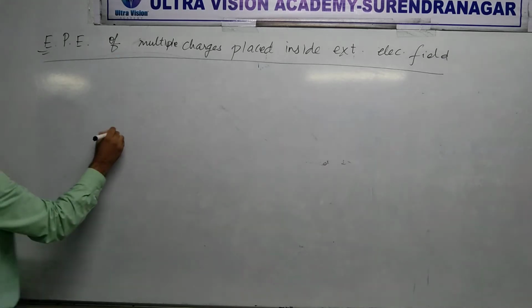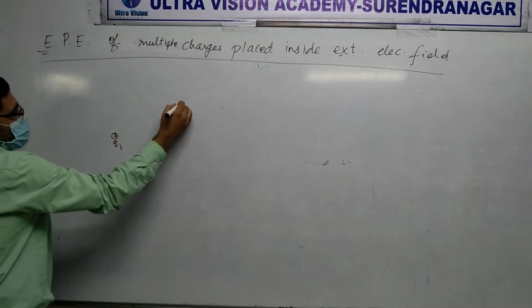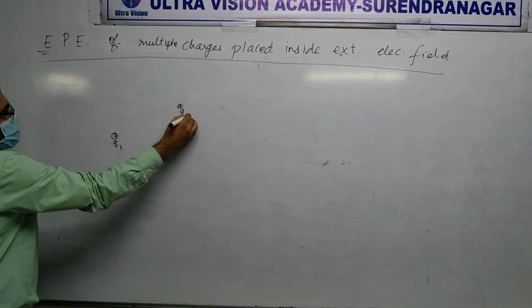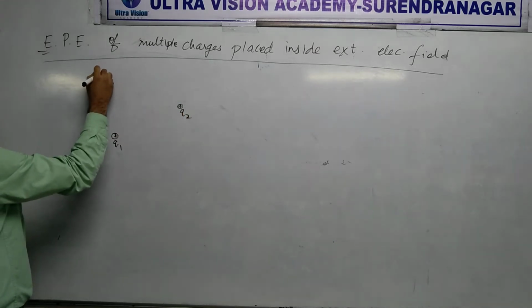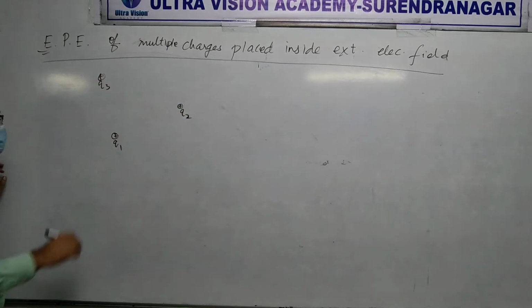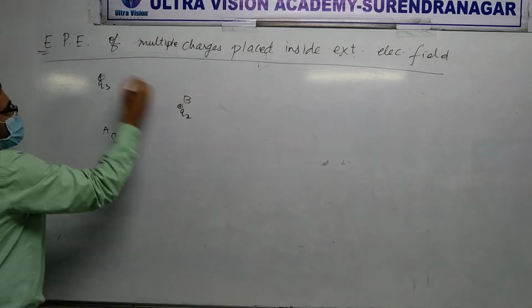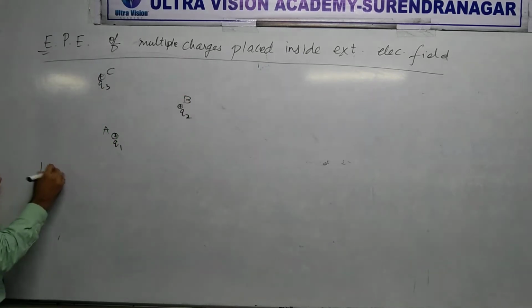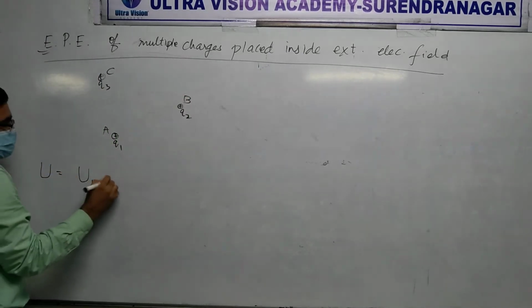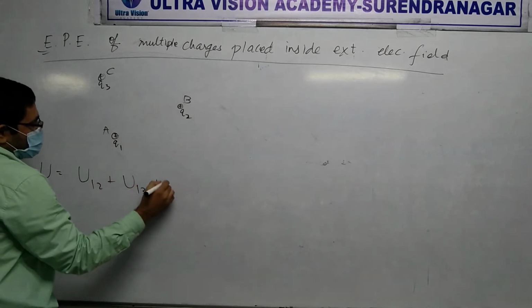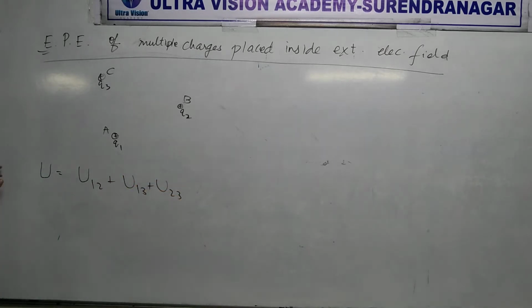So let's say that earlier we have studied that suppose you've got some charges here, let's say Q1 and Q2, or maybe Q0, right? Any number of charges, doesn't matter. Suppose this point is A, this point is B, and this point is C. Then we have learned that if there are only 3 charges, then the potential energy can be easily given as U12 plus U13 plus U23. Okay or not okay? Yes.